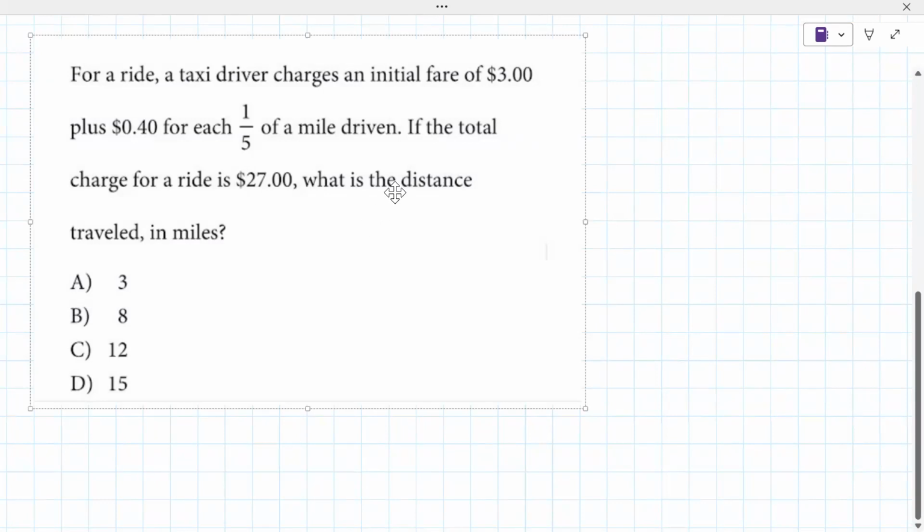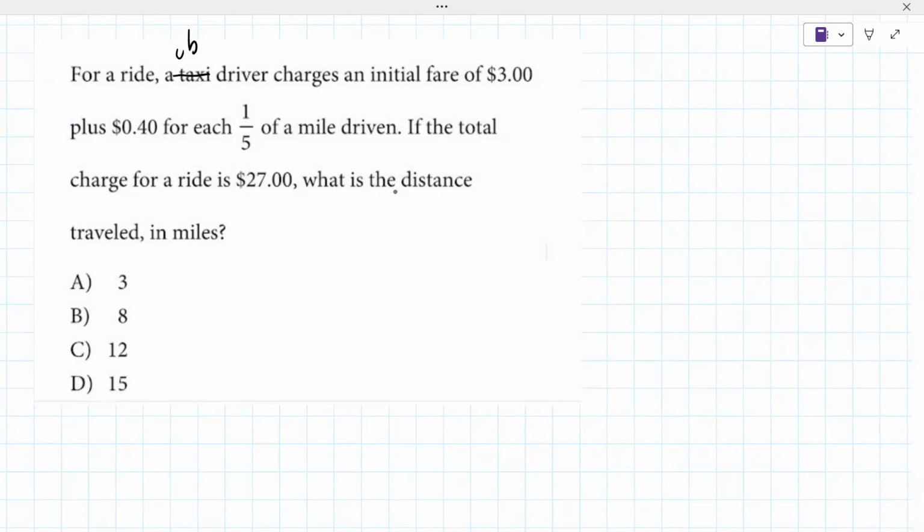For a ride, a taxi driver charges an initial fare of $3. So if you have no idea what a taxi is, you can think of an Uber driver. Maybe you know what that is. $3 plus 40 cents for each 1/5 of a mile driven. If the total charge for a ride is $27, what is the distance traveled in miles?